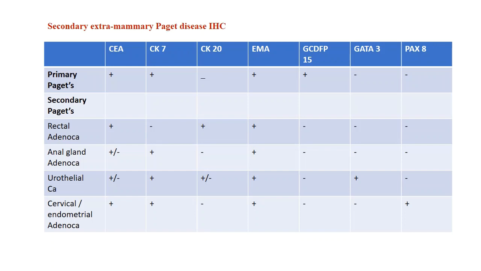Urothelial carcinoma will show CEA plus minus positive, CK7 positive, CK20 may or may not be positive, EMA positive, GCDFP15 negative, GATA3 positive and PAX8 negative. The cervical or endometrial adenocarcinoma will be positive for CEA, CK7 positive, CK20 negative, EMA positive, GCDFP15 negative, GATA3 negative and PAX8 positive.